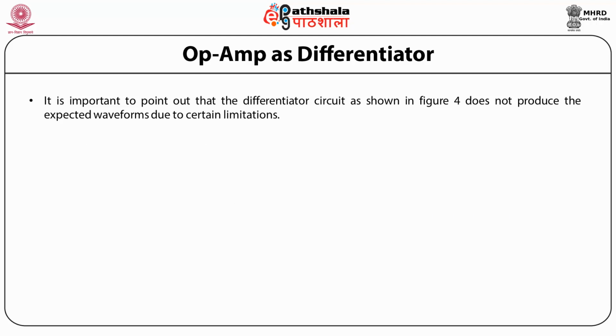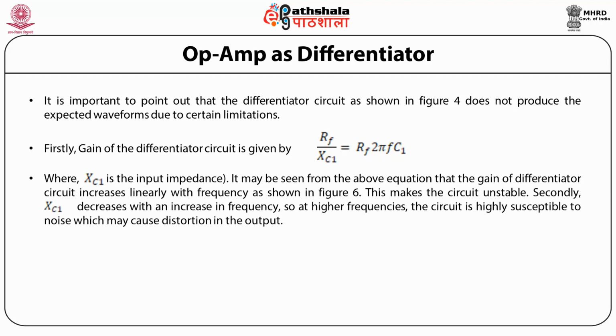It is important to point out that the differentiator circuit, as discussed before, does not produce the expected waveforms due to certain limitations. Firstly, the gain of the differentiator circuit is given by RF by XC1, which is equal to RF into 2 pi F C1. Here XC1 is the input impedance. It may be seen from the above equation that the gain of the differentiator circuit increases linearly with frequency. The variation of gain of the differentiator with frequency is also shown in the figure. This makes the circuit unstable.